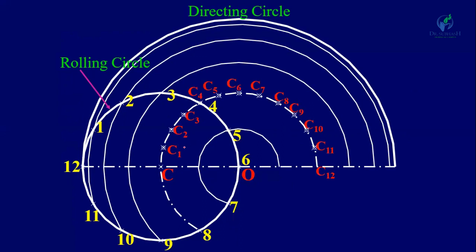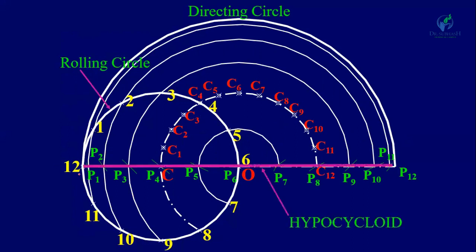Now the centers are C1, C2, C3, C4 and up to C12, with radius equal to the rolling circle, and draw different arcs. So you will get the different points P1, P2, P3, P4, P5, P6, P7, P8, P9, P10, P11 and P12. Now join all these points, and you will get a straight line. So here the hypocycloid is a straight line.